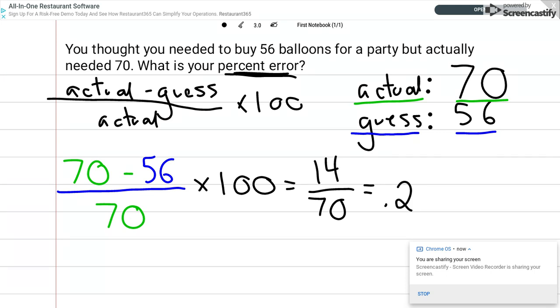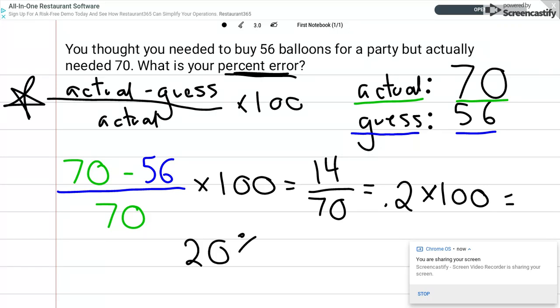So that doesn't really tell me much right now, but once I multiply it by 100, it will tell me the percent error. So instead of multiplying by 100, you could move the decimal place 2 places to the right, but this is a very common formula that you will see, so I wanted to show it to you now. So when you multiply all of this, you're going to get a percent error of 20%. So that is going to be your percent error for this problem. So that means you were off by 20% when you were buying these balloons.